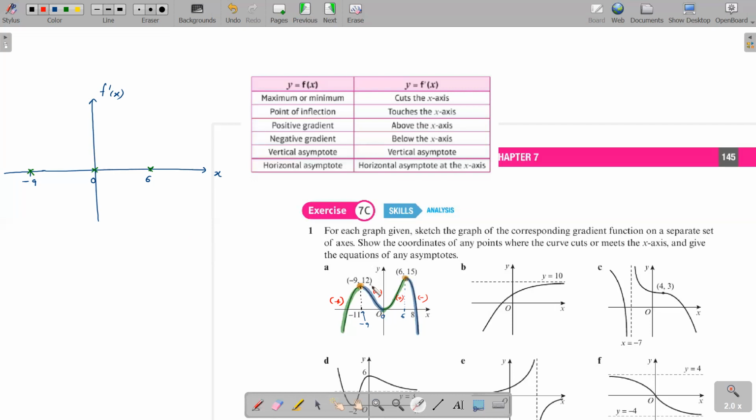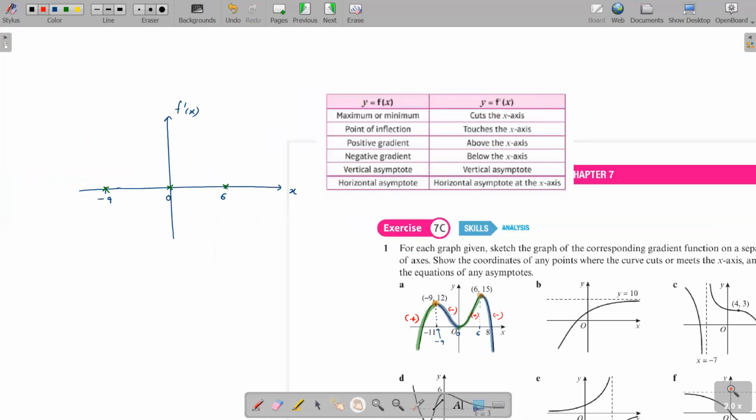So then let me draw the graph. Before -9, now you know at -9 the gradient graph is crossing the x-axis, right? So behind -9, where is the graph, above or below? The graph is above, which means it comes from up here and goes down. And then what happens from -9 to 0? You have a negative gradient. If you have a negative gradient, what happens?